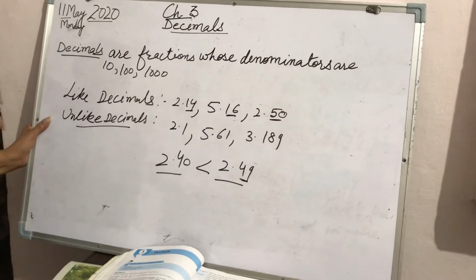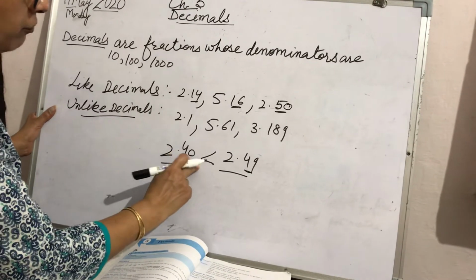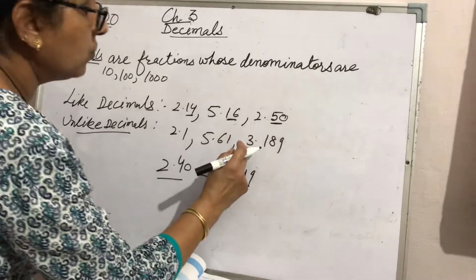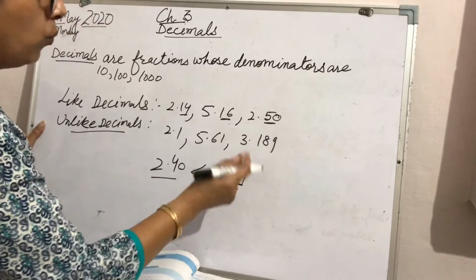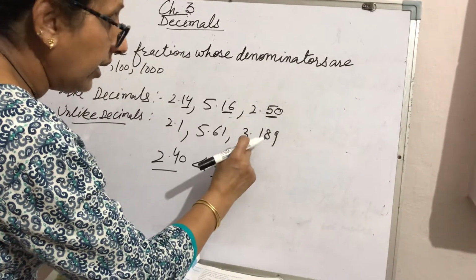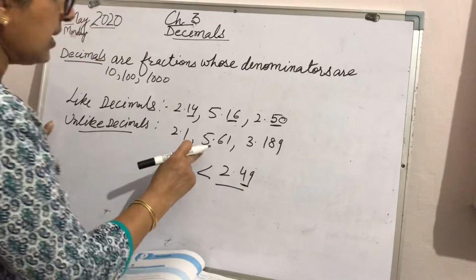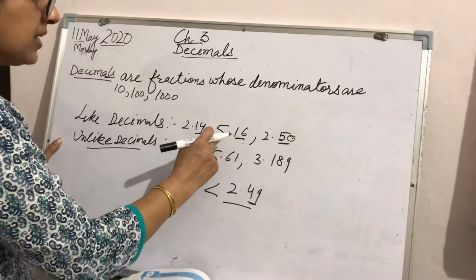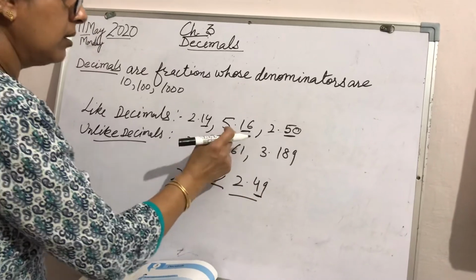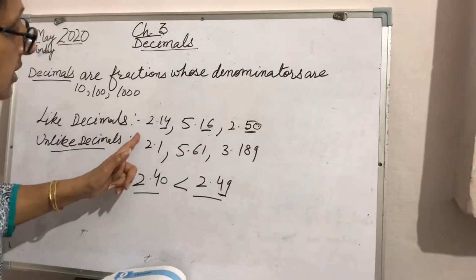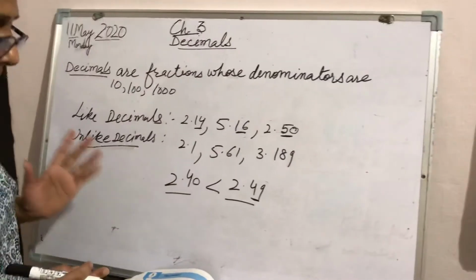And remember one thing, the decimal part we'll read separately. We will not read 3.189 as 189; no, we read it as 3.189 separately. Same as 5.61, note 61. Same as 5.16, note 16. So decimal places we'll read separately.